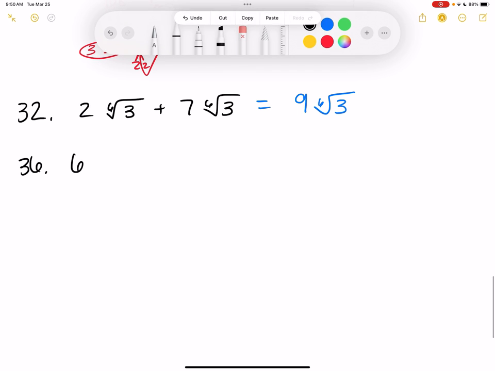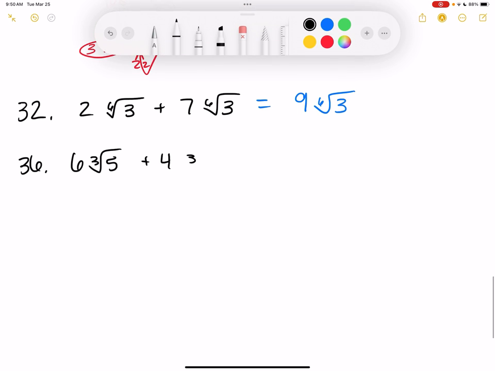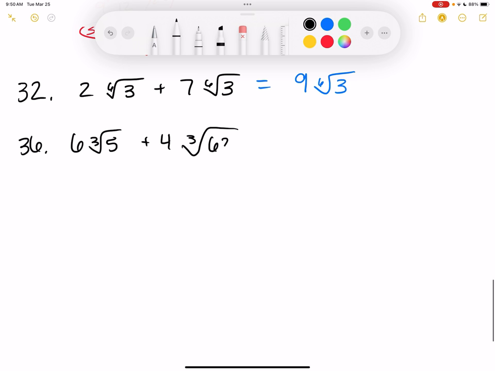6 cube root of 5 plus 4 cube root of 625. What do you think I need to do with this one? Combine like terms. Are there any like terms? There are no like terms. So simplify the one on the right, by doing a factor tree.